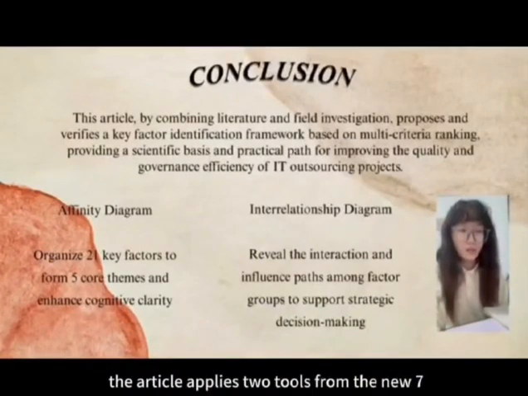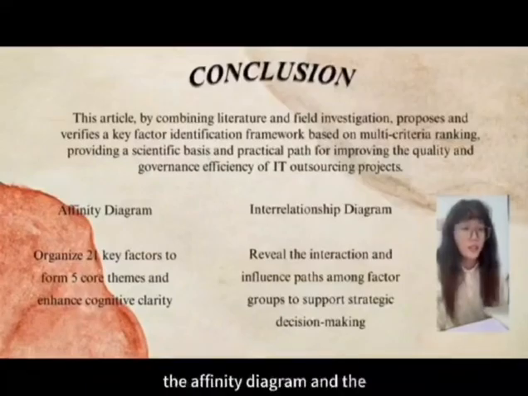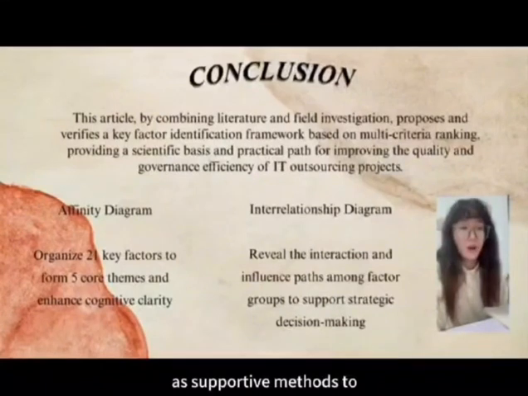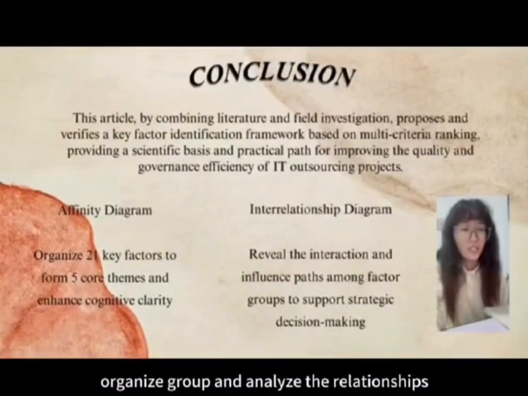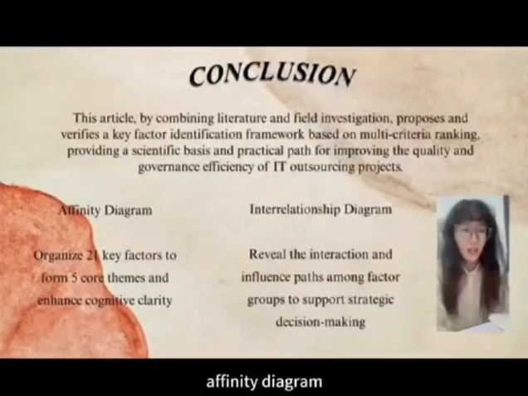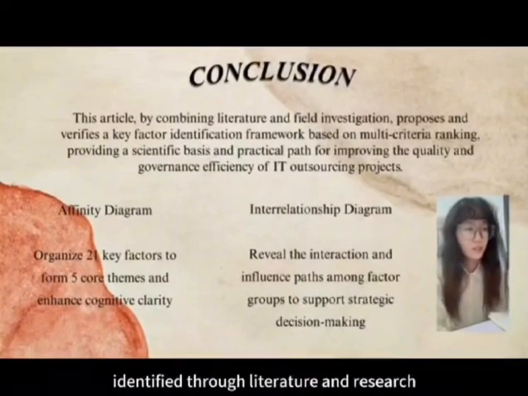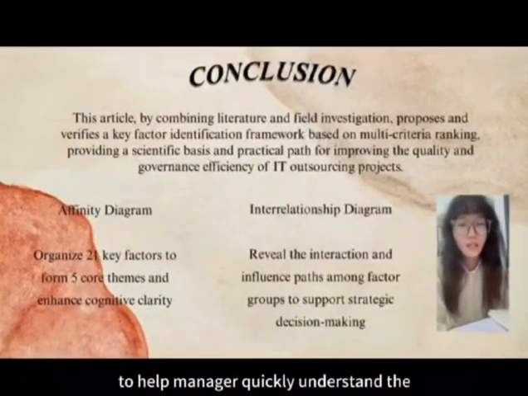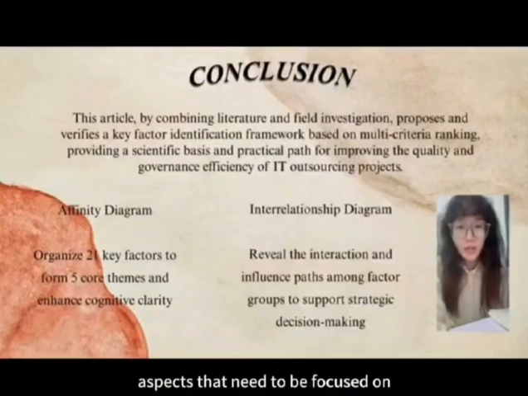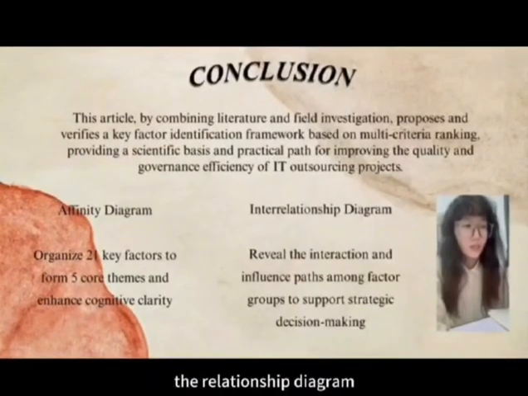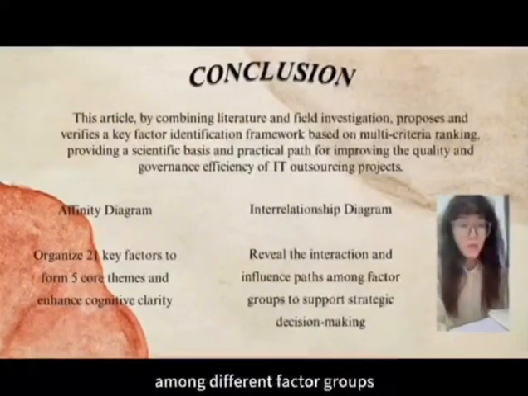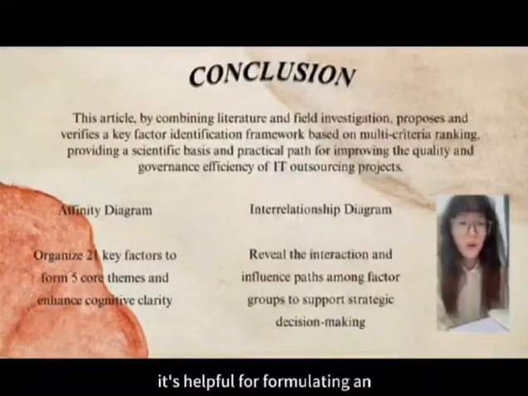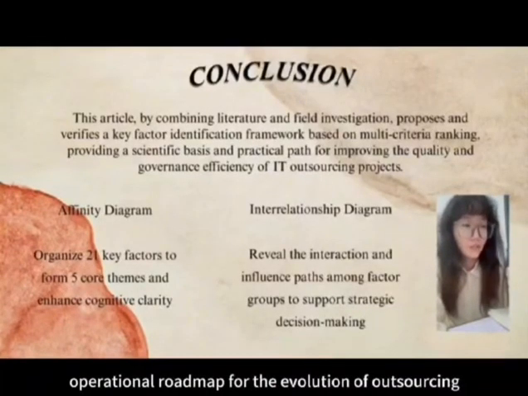The article applied two tools from the new 7 tools of quality, the affinity diagram and the interrelationship diagram, as core methods to organize, group, and analyze the relationships among key success factors. Affinity diagram: the 21 key success factors identified through literature and research are summarized into 5 core dimensions to help a manager quickly understand the aspects that need to be focused on. Interrelationship diagram: the diagram visualizes the sequential relationships among different factor groups, facilitating the construction of high-level goals. It's helpful for formulating an operational roadmap for the improvement of outsourcing quality.